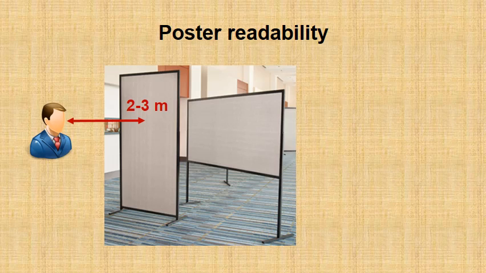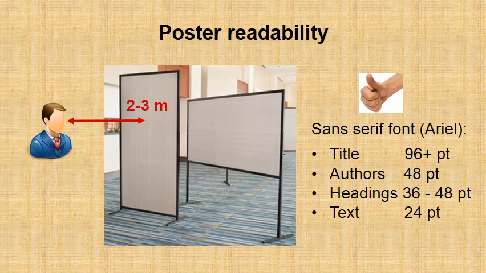When it comes to poster readability, there is a simple rule. The smallest text on your poster should be visible from a distance of 2 to 3 meters. When you calculate that to what should you actually use when you're preparing your poster, it comes something to this. If you use sans serif font like Arial, which I actually highly recommend, the title should be 96 plus points. You can use bigger title if you have less words in the title. Authors should be written with 48 points, headings and conclusions with 36 to 48 points, and the text with 24 points. But please keep text to the minimum.